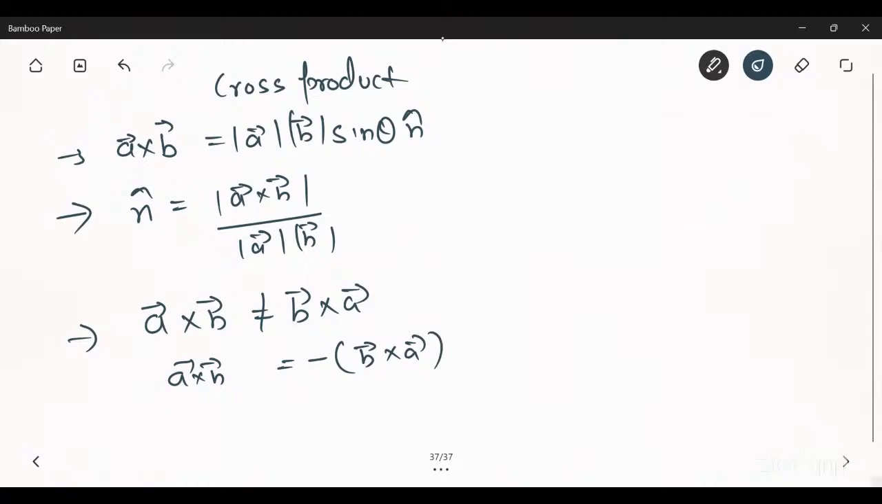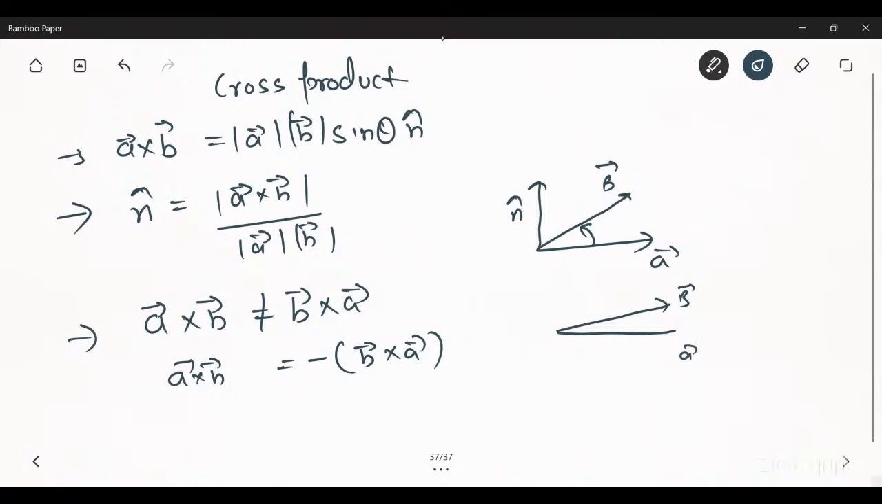How does this happen? This is A, this is B. Now applying the right hand screw rule, if you go from A to B, the perpendicular is in this direction. And if you go from B to A, this is B, this is A, so the unit vector is downward, which is opposite to the first vector. That means A cross B is always negative of B cross A.